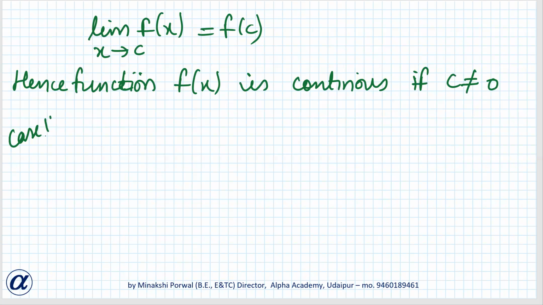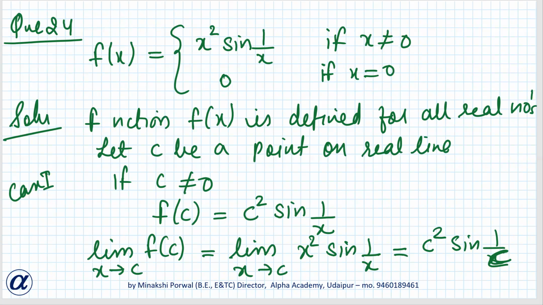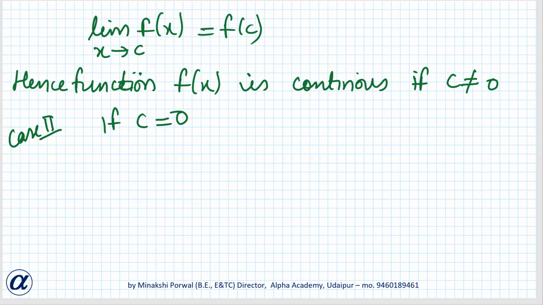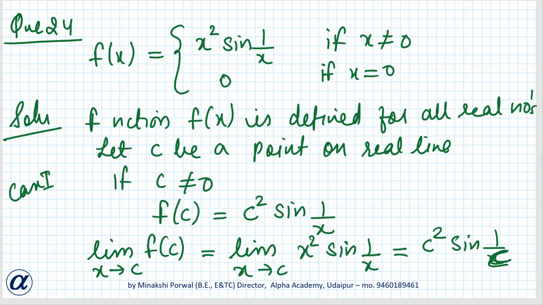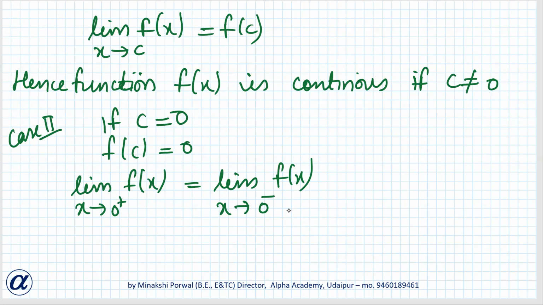Then second case, if C is equal to 0. If C is equal to 0, f(C) will be equal to 0 only, and then we'll find here f(C) equals 0 and limit x tends to 0 plus f(x) and limit x tends to 0 minus f(x), because for other than 0 the value of f(x) is this only. So when we approach x from either side, the value of the function will be the same only.